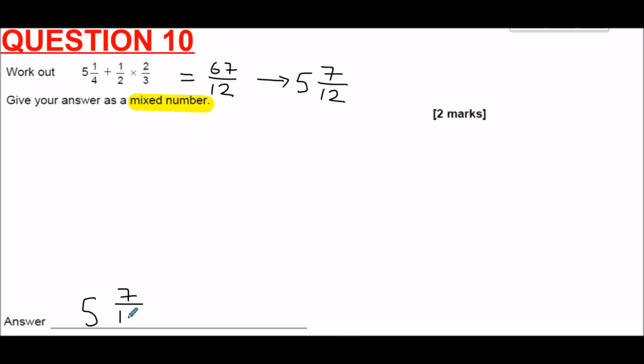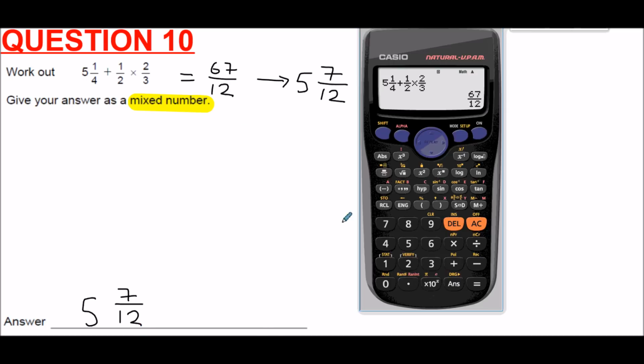But you know what? Your calculator can even do that for you as well if you know how to use it properly. We can convert from a top-heavy fraction to a mixed number on this calculator by pressing Shift and the conversion button just above the delete function. It changes it for us to 5 wholes and 7 12ths remainder. And so that's our final answer as a mixed number. 1 mark for the top-heavy fraction, second and final mark for the correct mixed number.